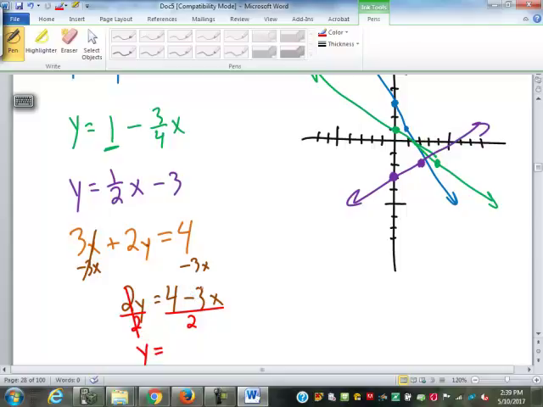Over here, we got to take each digit. 4 divided by 2 is 2. And negative 3x divided by 2? Negative 3 over 2x. Good. So where do we start when we graph this? Positive 2. And then from there we go down 3 and over 2. It is a negative 3/2. So we go down 3 and over 2.